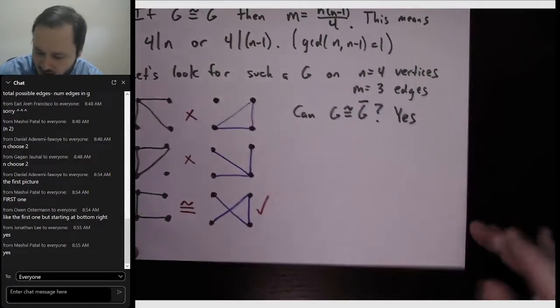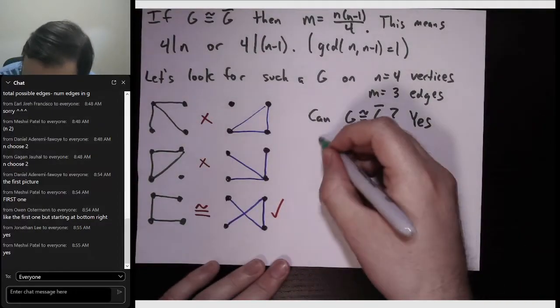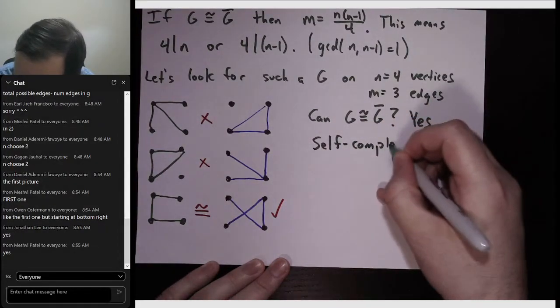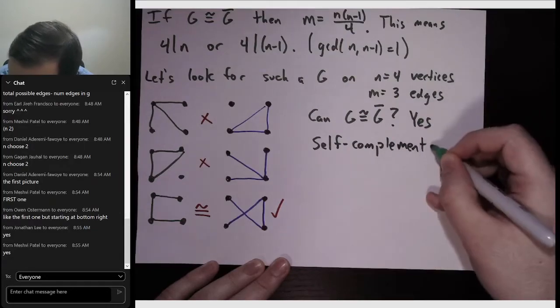And we call these graphs self-complementary because they are complements to themselves.